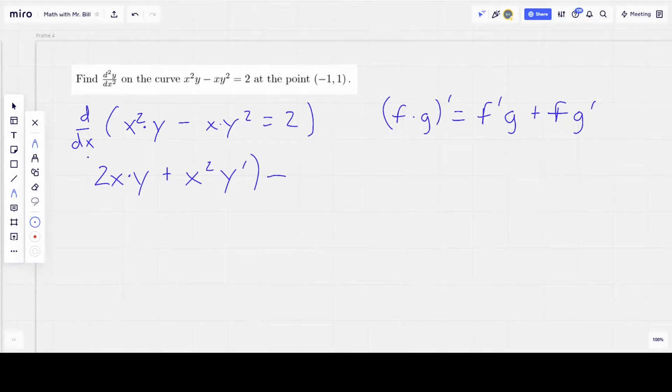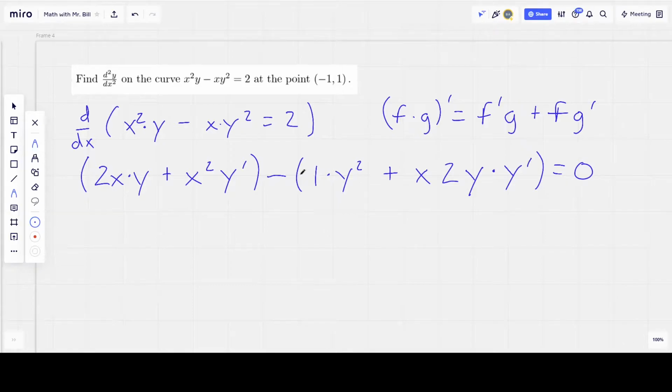Minus, now we use the product rule again. So the derivative of the first, which is 1 times y squared, plus the first times the derivative of the second. So we bring the 2 down, and we leave the inside alone. And then we take the derivative of the inside, which is y prime. And then that's all equal to the derivative of 2, which is just 0.